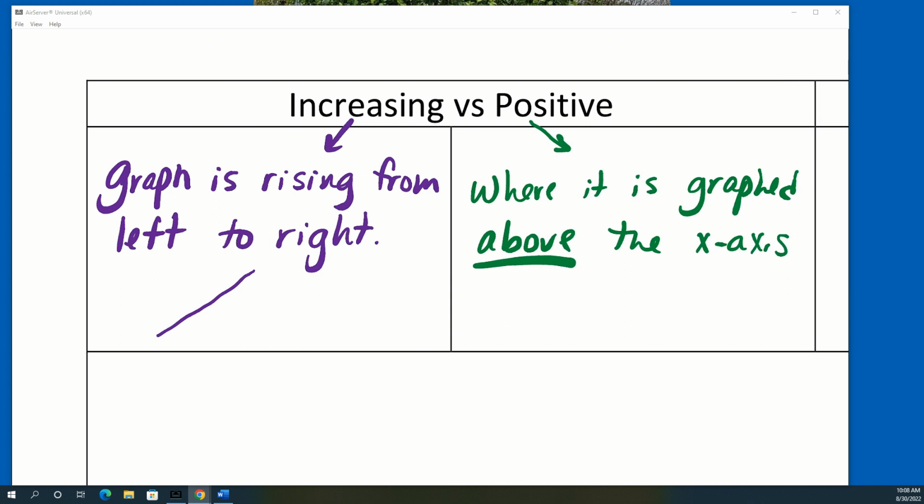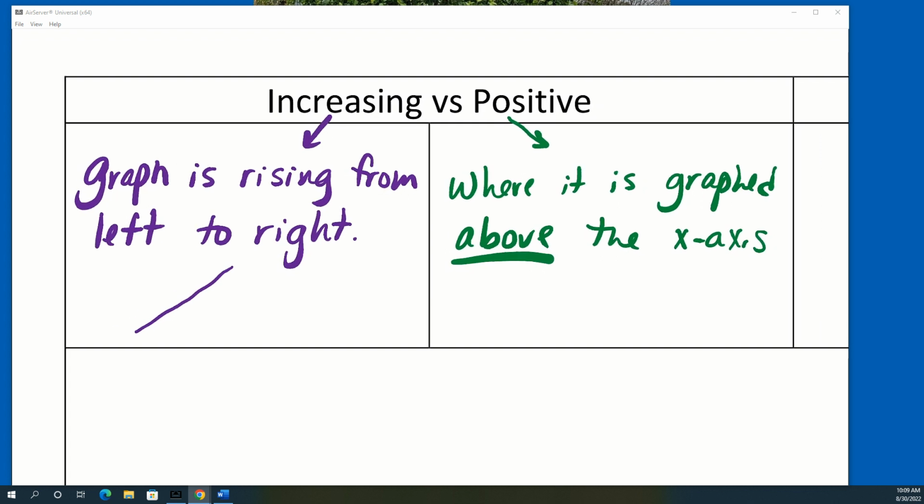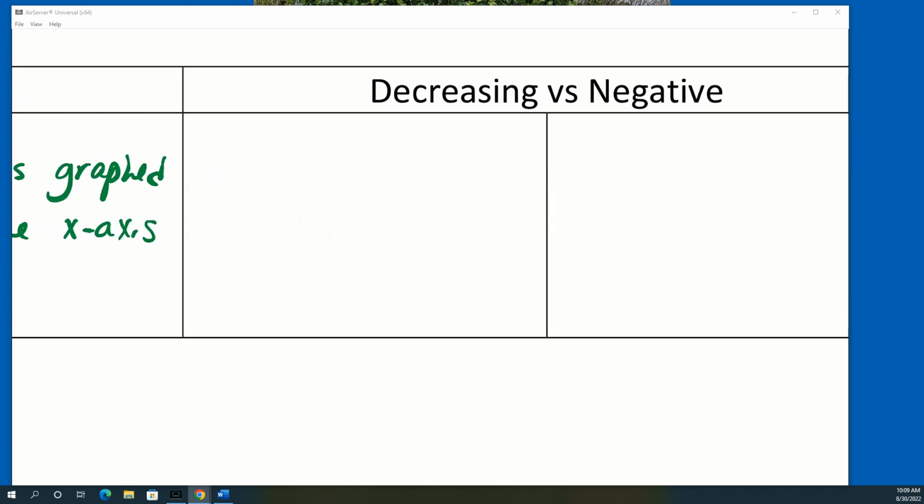Okay, so totally different things. Completely unrelated, actually. All right, and then decreasing, we're just going to kind of reword it. So instead of rising from left to right, we're going to be falling from left to right.